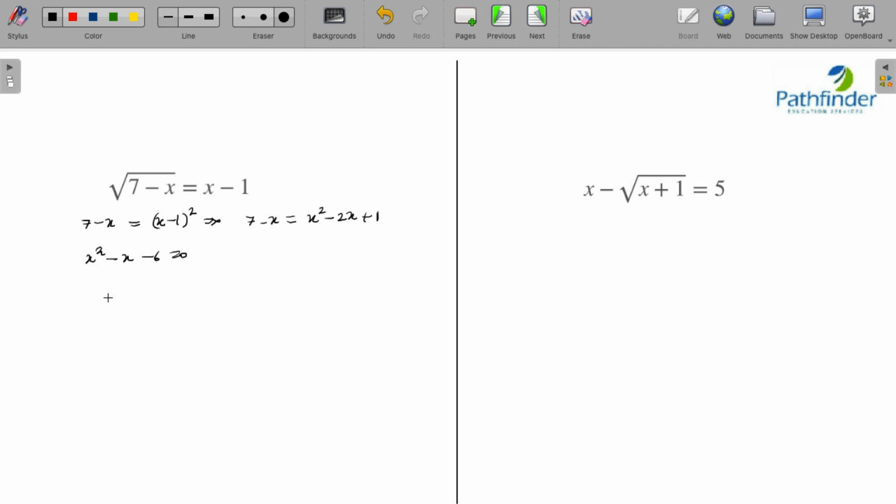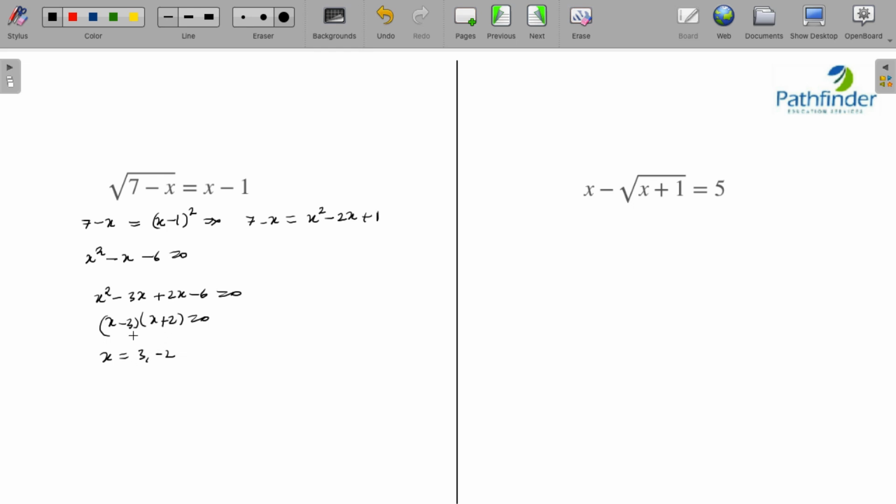And if you solve this equation, what will you get? You can factorize it like this: x square minus 3x plus 2x minus 6 is equal to 0. So x minus 3 into x plus 2 is equal to 0. So the values of x that we obtain are 3 and minus 2. This is x plus 2, I'm sorry.